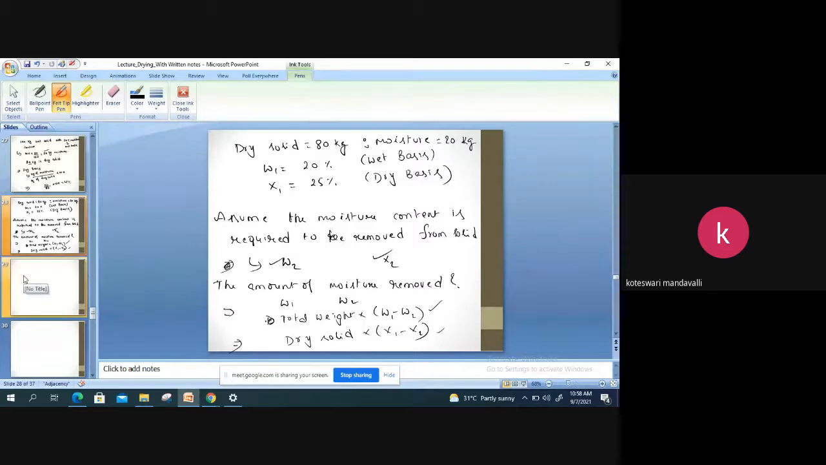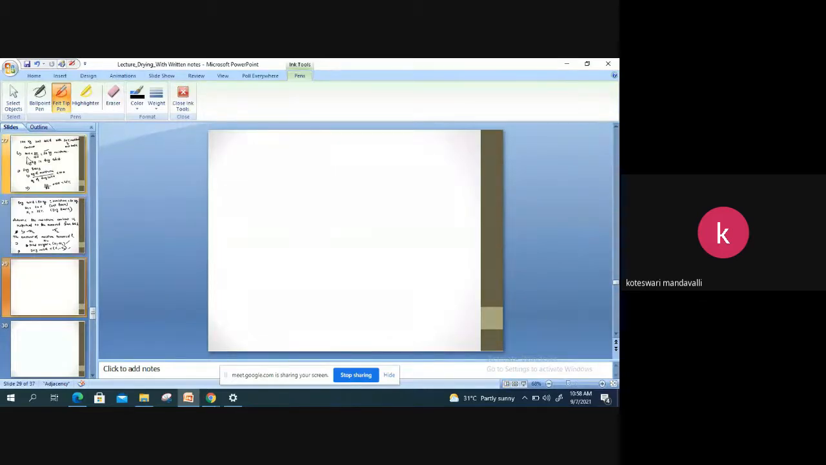Okay, I'll give you one example. Already we have seen that calculation. We have 80 kgs dry solid, so the same data I'm writing again. 20 kgs moisture content, and what we got as W1, that means wet basis is 20% and dry basis is 25%. All these things we have got now.